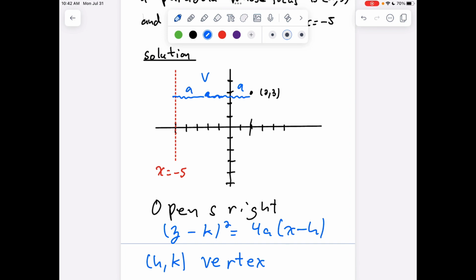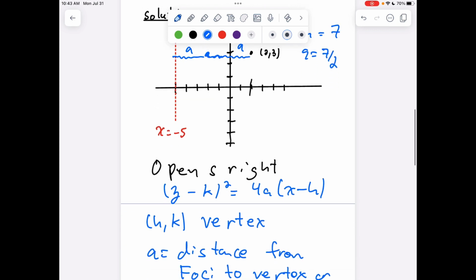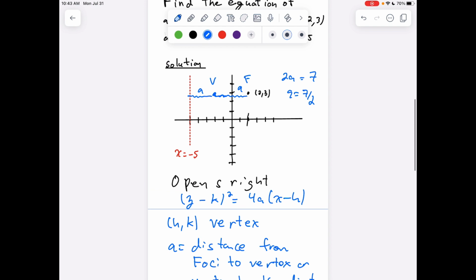But what we do know is this. Look at the total distance from the directrix to the point (2, 3). Horizontally, the point (2, 3) and the directrix x equals minus 5 are 7 units away. So if you add the two distances a and a here, that's 2a. 2a would equal 7, or a equals 7 halves. So we know what a is equal to.